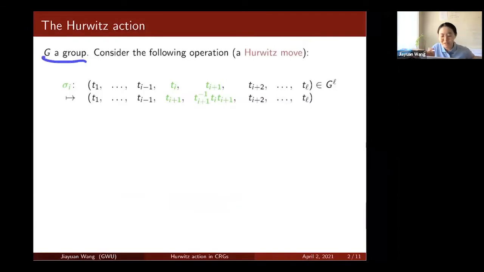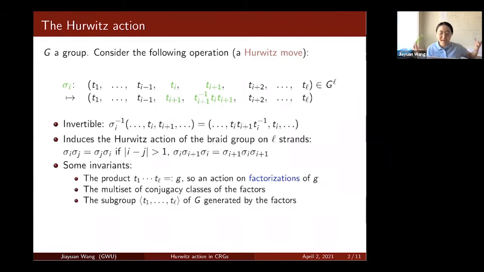So let's begin with the Hurwitz action. Let G be a group and build a tuple of L entries. Each entry is an element in the group G, and consider the following operation sigma_i, where we focus on the ith and (i+1)th positions. So we slide t_{i+1} to the earlier position, and then change t_i a little bit and move that to the later position. This is called a Hurwitz move.